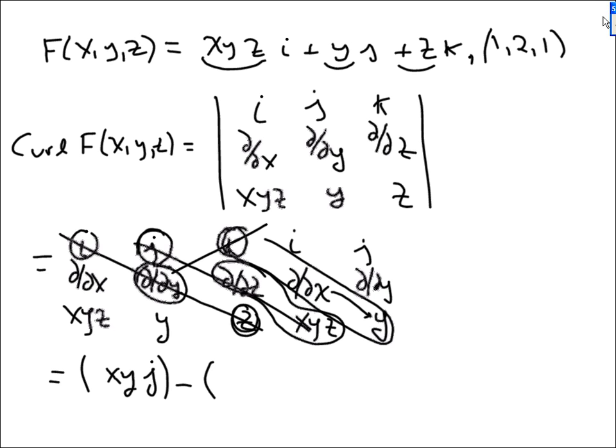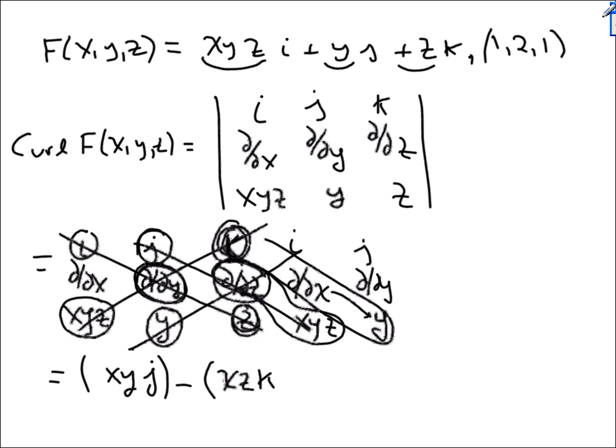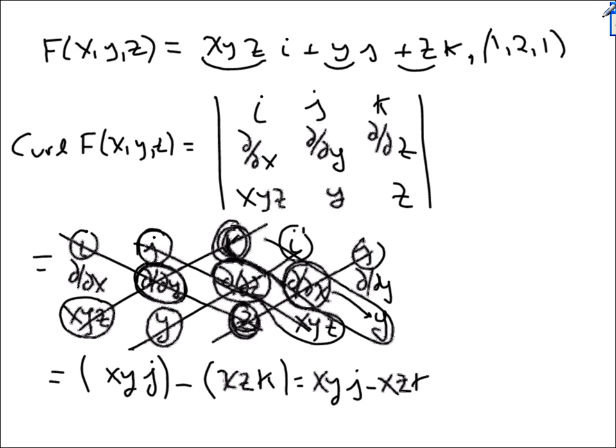Minus. Now we go this direction. The partial with respect to y of xyz is xz. Times this, believe it or not, is k. Plus that. The partial of z with respect to y is 0. Times i is 0i. The partial with respect to x of z is 0, times j is just 0. So what we got is xy j minus xz in the k direction. That's the curl of xyz. This here is the curl of F of xyz.